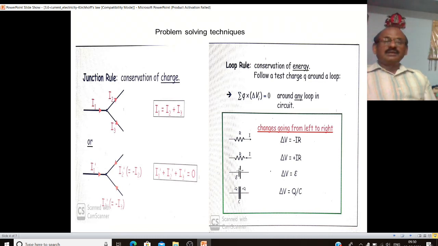We are traversing left to right, so first we encounter the negative terminal, then we finally reach the positive, so the change in potential is positive. Now in a capacitor, what is the change in potential? That will be Q by C. In Kirchhoff's rule, in competitive examinations as well as in CBSE, sometimes inductors are used in place of capacitors. Capacitor we have seen, about inductor we will see later on.